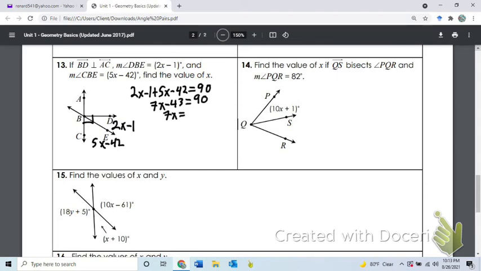Add 43 to both sides. Divide by 7. And we get x equals 19. And because that's all we had to do, we're done. Number 14.